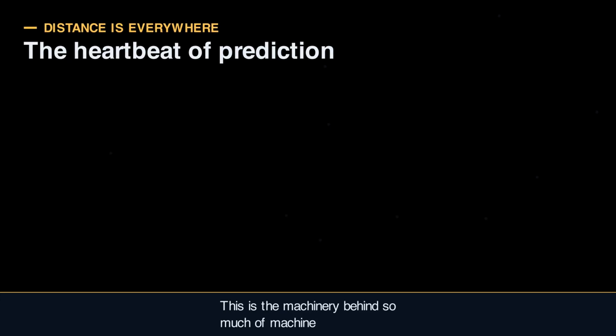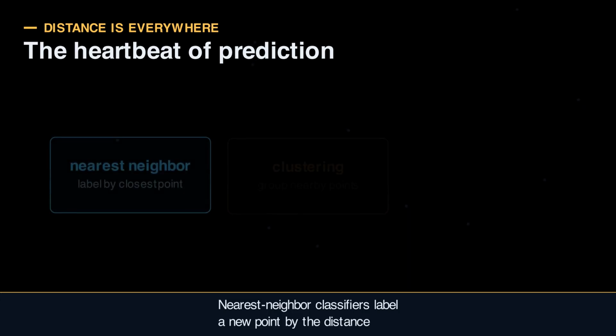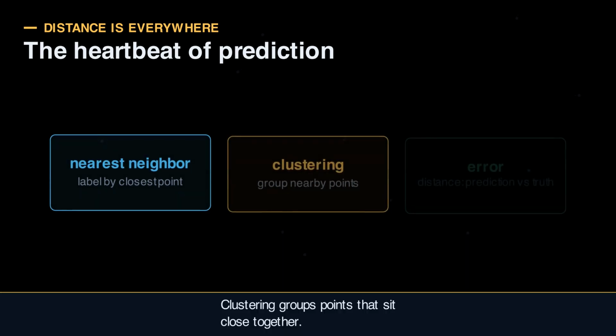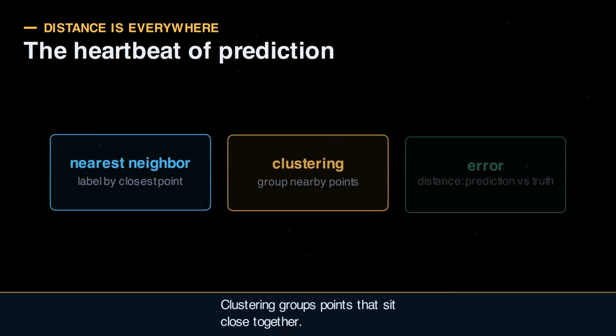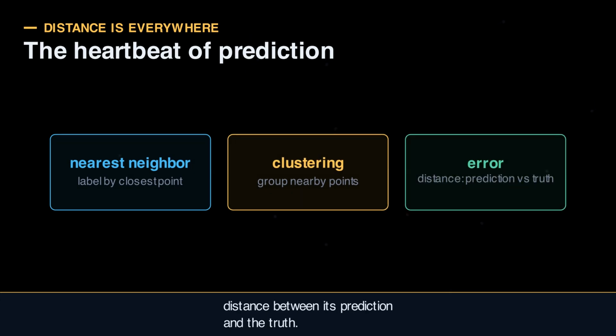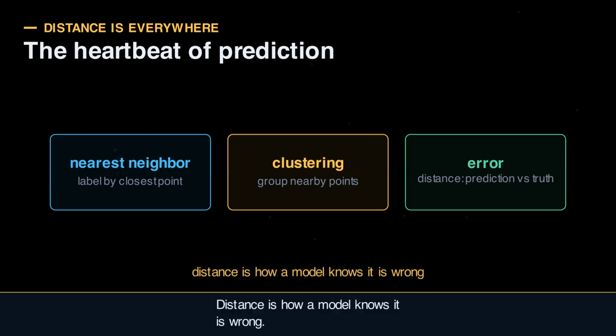This is the machinery behind so much of machine learning. Nearest neighbor classifiers label a new point by the distance to known ones. Clustering groups points that sit close together. And nearly every model measures its error as a distance between its prediction and the truth. Distance is how a model knows it is wrong.